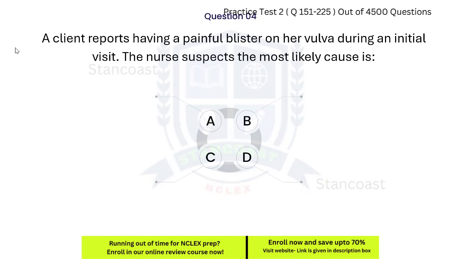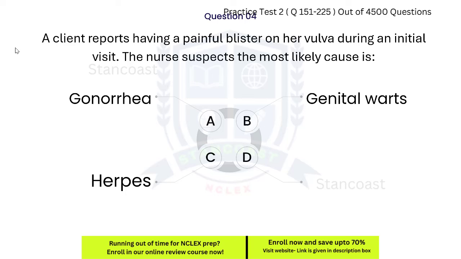A client reports having a painful blister on her vulva during an initial visit. The nurse suspects the most likely cause is A. Gonorrhea, B. Genital warts, C. Herpes, D. Syphilis. Think about common symptoms of sexually transmitted infections. Ready? The correct answer is C.